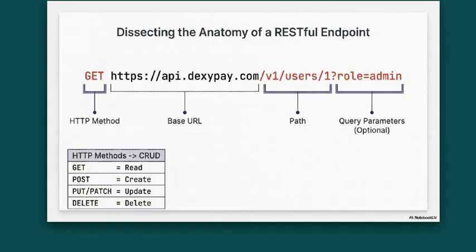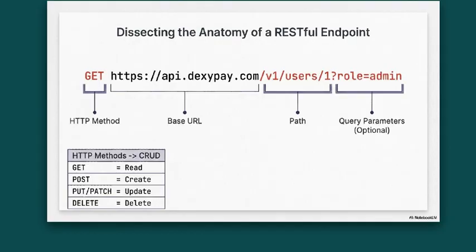It does. Imagine a developer looking at this string. GET https://api.dexipay.com/v1/users/1, role admin. To a layperson, that is just a messy web link. Right, but to an architect, it's a perfectly structured, unambiguous sentence. Let's break that sentence down into its components, starting with the very first word.